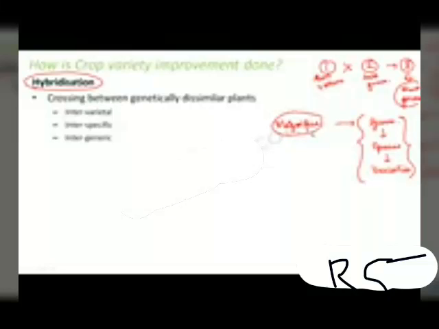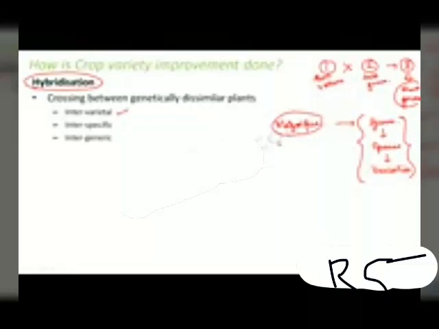What I'm trying to say is, for example, in rice also you have so many varieties, but all are rice. That means they all belong to the same genus, but maybe some of them belong to different species, or maybe some belong to different varieties. As they belong to different varieties, they will have different characteristics. So now this hybridization can be intervarietal. That means it can happen between two different varieties of mango.